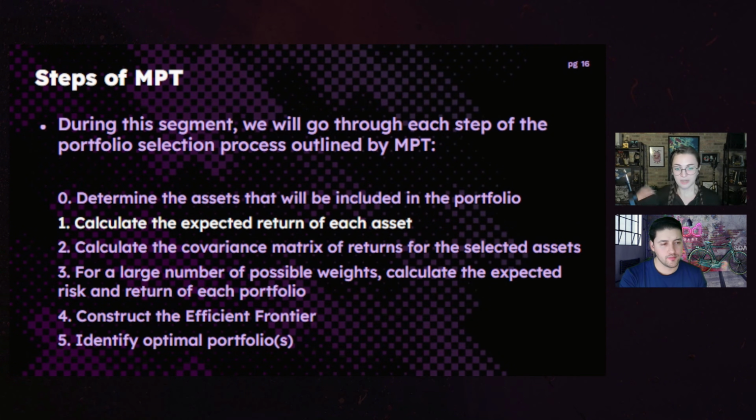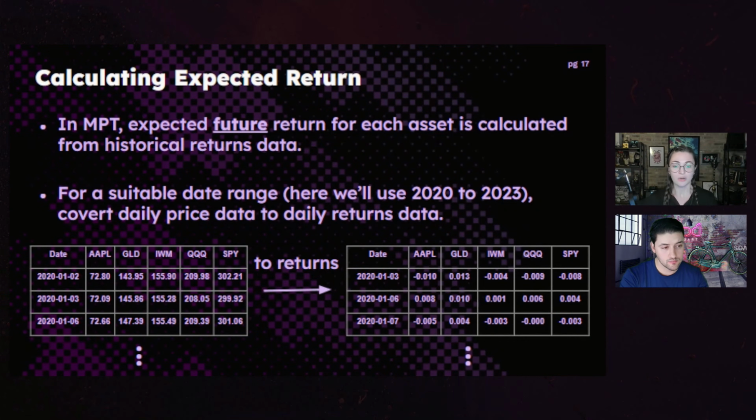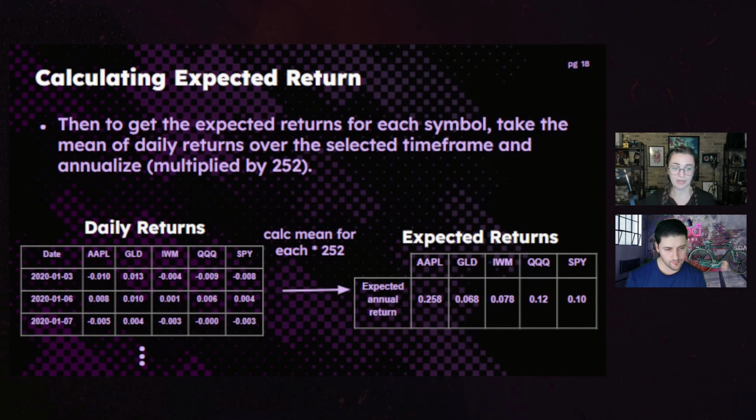Make sense? Yep. So step 1, calculate the expected returns for each asset that's going to go into your target portfolio. In modern portfolio theory, future expected return is calculated from historical returns data. In the lower left-hand corner, I have the returns data from 2020 to 2023. We're just going to use that in this example for those 5 assets that we want in our target portfolio. You want to find a date range that's suitable here, and I randomly picked 2020 to 2023. The first step is we take that price data and convert it into returns. So daily returns from the price data should be pretty easy.